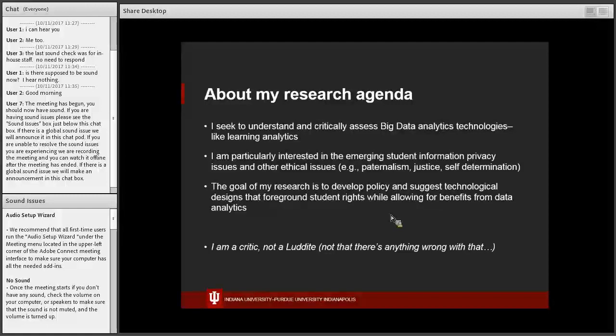So concerns about paternalism, I've written on that. I'm interested in questions of justice and fairness, and also other ethical questions related to self-determination and the way that some of these technologies influence one's ability to determine one's future. So the goal of my research is really to develop policy and inform technological design in these areas. I'm not a Luddite. I love technology. I just think there are some situations where we don't need to promote it so heavily, and this is one of those situations where I think we need to be a little bit critical.